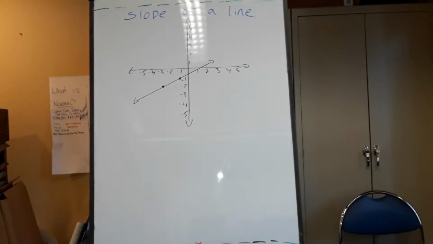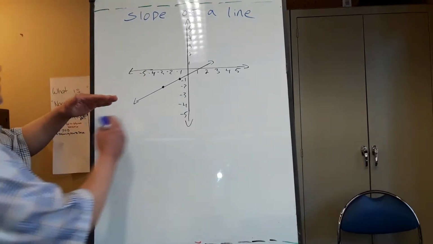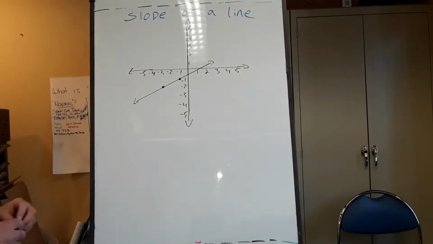Basically, the slope of a line is how steep the line is. For example, a road. If a road must climb upward over a short distance, then it's going to be a pretty steep slope.